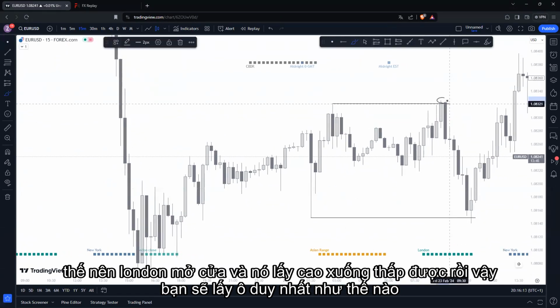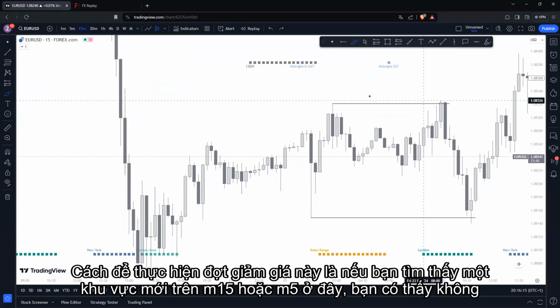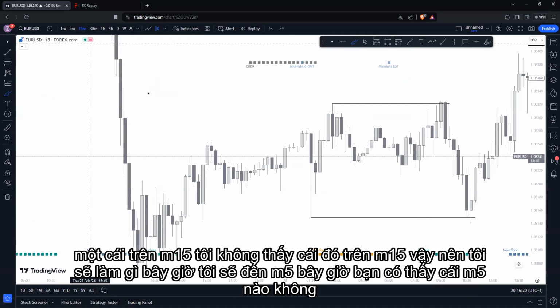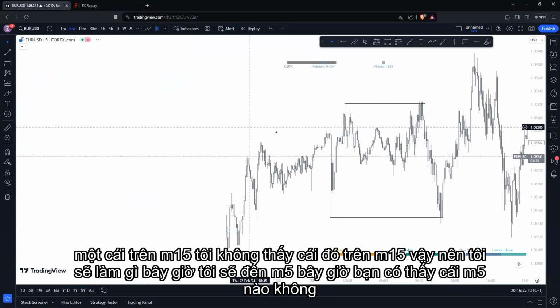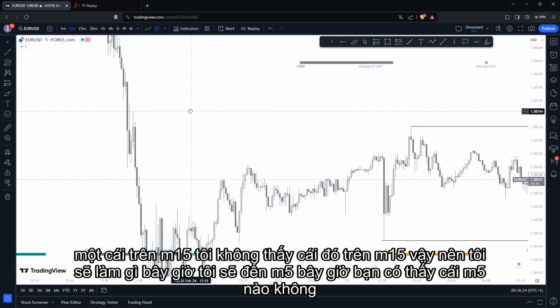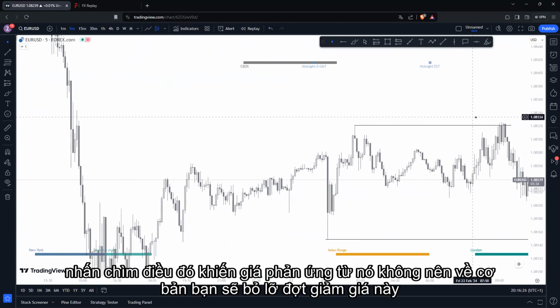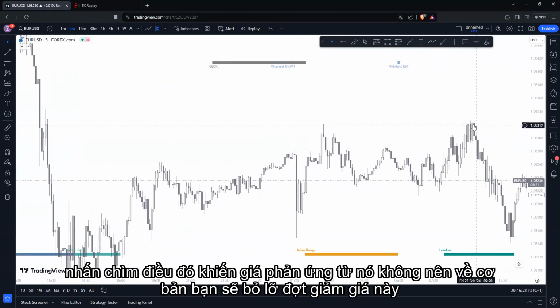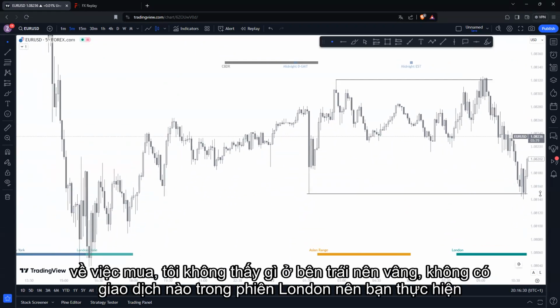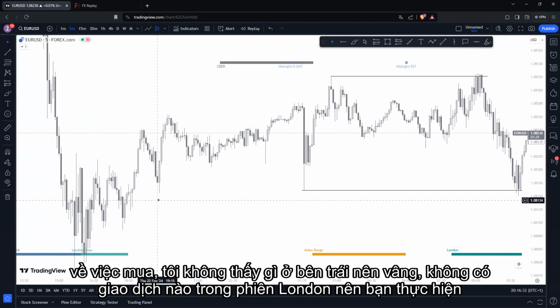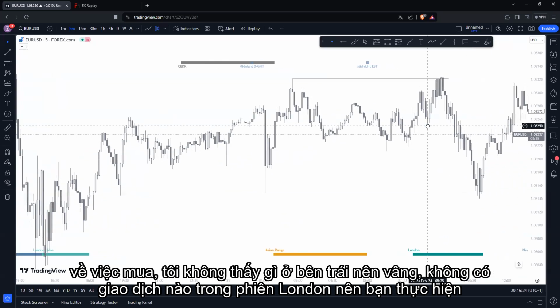Okay, so how would you take the sell? The only way to take this sell is if you find an engulf that is fresh on M15 or M5. Now, do you see one on M15? I don't see that on M15. So I would go to the M5. Do you see any M5 engulf that made price react from it? No. So basically, you would have missed this sell. What about the buy? I don't see anything on the left. So yeah, no trades for London session.